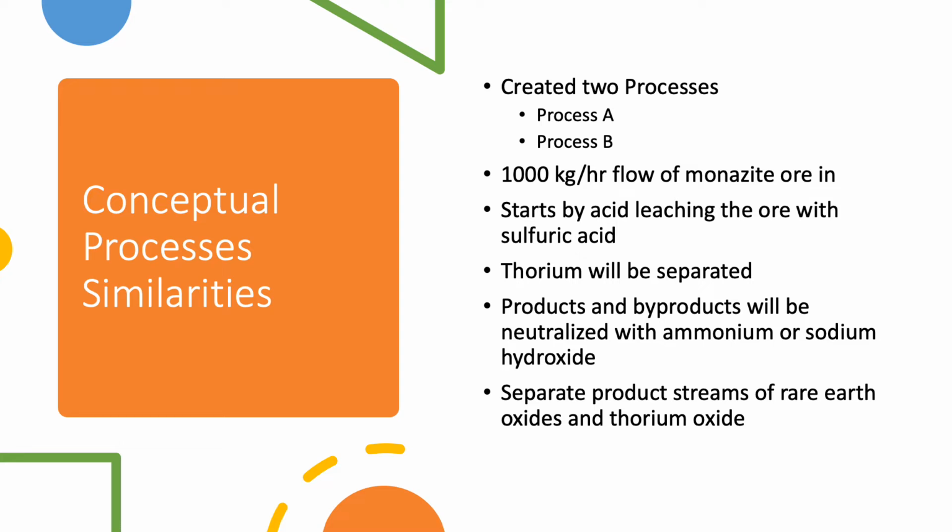Both processes started with a 1,000 kilograms per hour flow of monzonite ore, which was then acid leached with sulfuric acid. The product of this acid leaching step is dissolved in water and filtered. By filtering this, the thorium and some impurities precipitated out as solids, while all rare earth elements stayed in the liquid phase. This first step of acid leaching is essential to separating the thorium from rare earth elements. After this step, the two processes start to differ from one another.